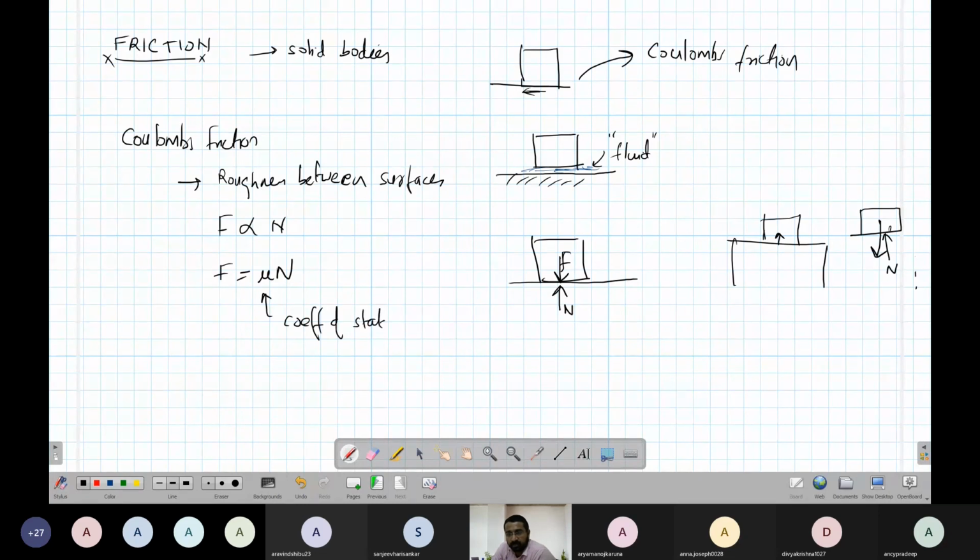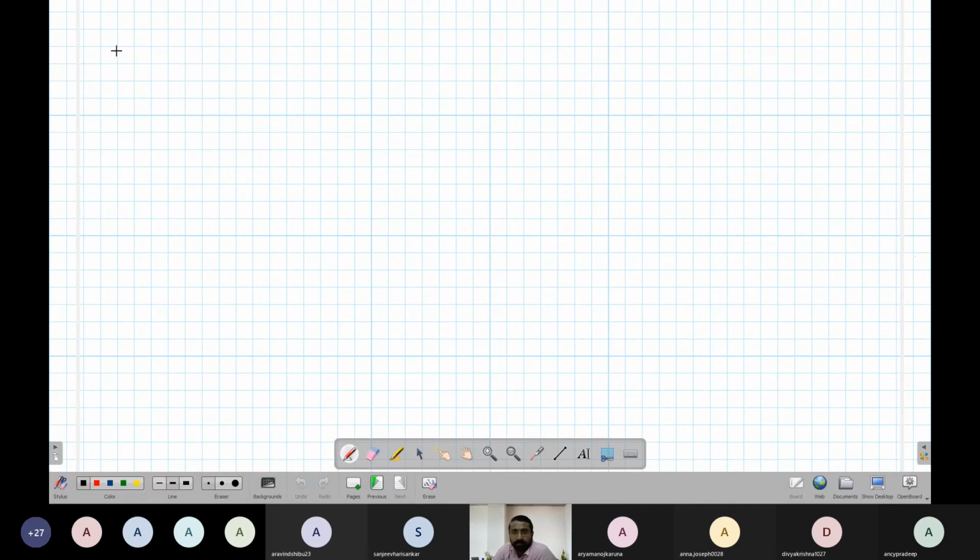static friction. Static friction. Okay, mu times N. So this you might also have studied in plus 2, the coefficient of friction, static friction. So besides static friction, there is another friction which is known as dynamic friction.